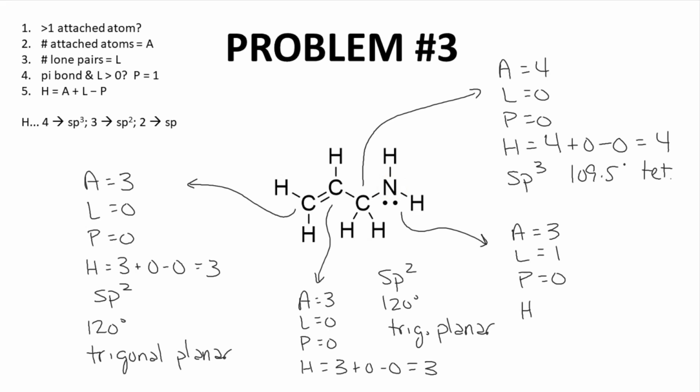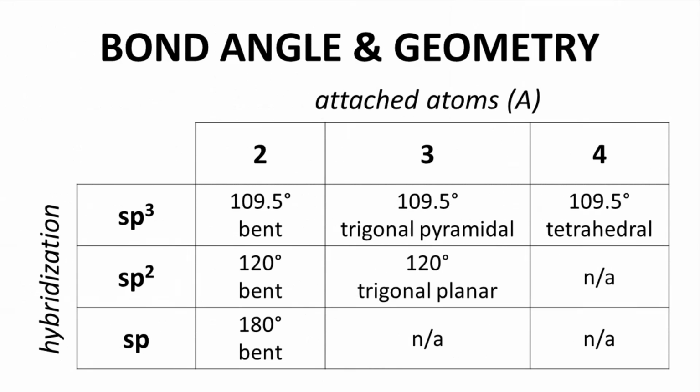So let's tally up H. H is A, which is 3, plus 1 for the lone pair, minus 0, and that gives us 4. We know if it's 4, it's got to be sp3. Now, this is a new combination, sp3 with 3 attached atoms. Let's go back to that table. So here we are, sp3 hybridized atom with 3 attached atoms. That's 109.5, and that's trigonal pyramidal.